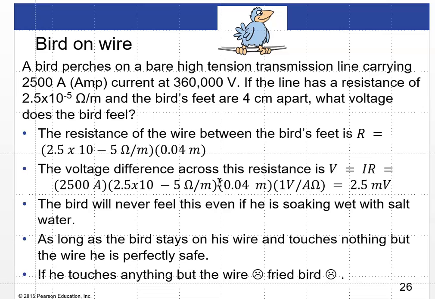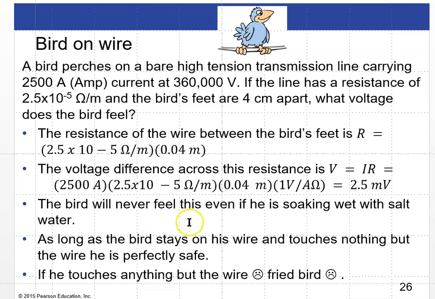Well, the resistance of the wire between the bird's feet is 2.5 times 10 to the minus fifth ohm per meter times 0.04 meters. And I don't know why this thing keeps doing that all the time, but that's PowerPoint. This is 2.5 times 10 to the minus fifth. That's an exponent. PowerPoint loves to get rid of exponents. And once it does it once, you can never get it to stop.